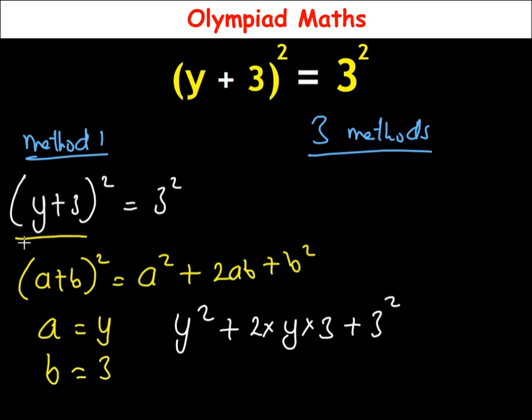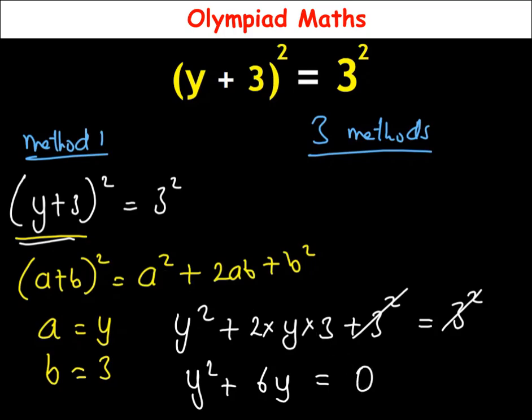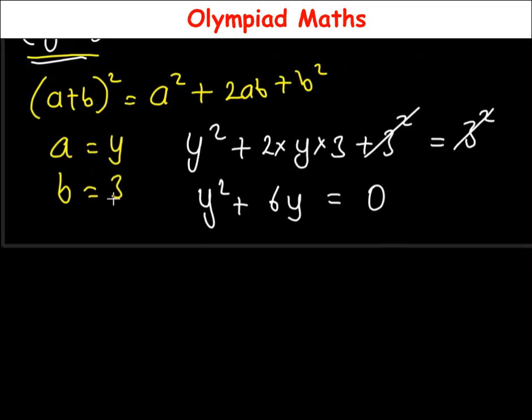And we have expanded this, which is then equal to 3². From here, y² + 2 times y times 3 is equal to 6y. Here also, 3² will cancel out 3². What we have left is equal to 0. So with this, y² + 6y is equal to 0.